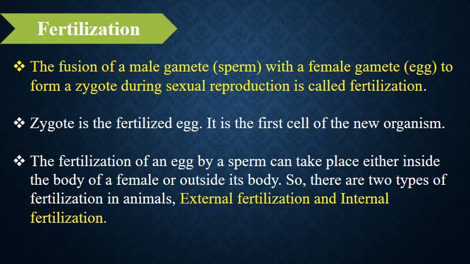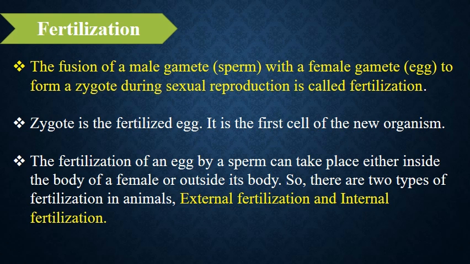What is fertilization? Fertilization is a fusion of male gamete with the female gamete. Which male gamete? Sperm with the egg. And when they fuse, they form zygote, and it occurs during the sexual reproduction, and this process is called fertilization. When male gamete fuse with the female gamete to form zygote is called fertilization, and zygote is the first fertilized cell of a new organism.